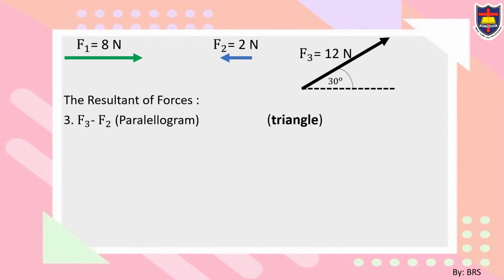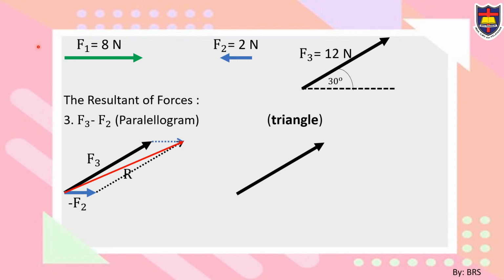Next, the resultant of forces F3 minus F2 by parallelogram and triangle method. By parallelogram, draw F3 12 cm to the top, and then minus F2 to the right because F2 to the left, so minus F2 to the right, with the tail of F2 to the tail of F3, and then draw the image vector of F2 and then the image vector of F3 with the same size and the same direction to the original force, and then the diagonal line or the red vector is the resultant.